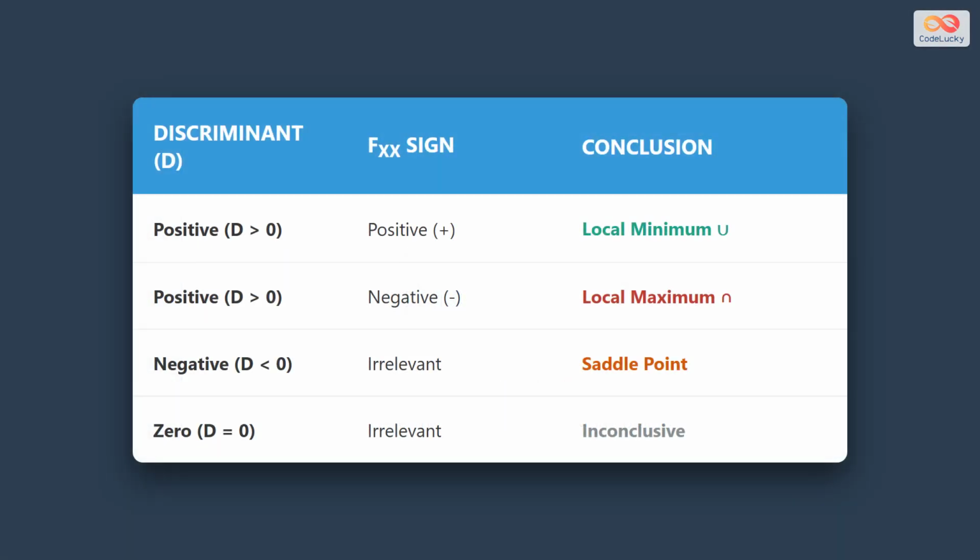Here is a summary table to help you remember. If D is positive, look at the sign of f_xx. Positive means minimum, negative means maximum. If D is negative, it's a saddle point. And if D is 0, we know nothing.